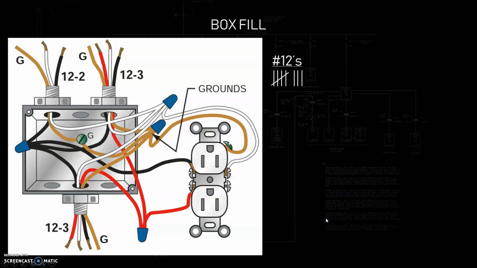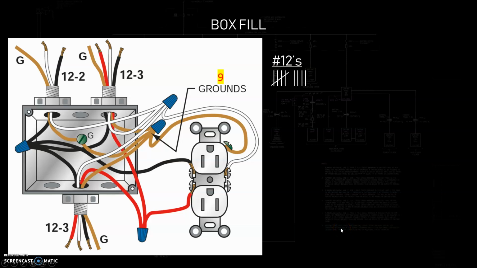So let's go ahead next and count our grounds. And what does the code tell us? We need to count one volume allowance based on the largest ground in the box. So it doesn't matter that we have 1, 2, 3 different grounds in this box. We're only going to count one volume allowance based on the largest ground, which is a number 12. Again, everything's 12 in this particular box.